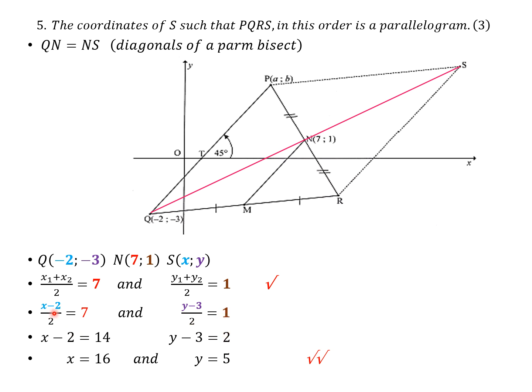So that leaves me with x minus 2 equal 14. If I take 2 over, 14 plus 2 gives me 16. Then 2 times 1 is 2, which leaves me with y minus 3 equal 2. And if I take negative 3 over, 2 plus 3 gives me 5. So 1 mark for understanding that the midpoint must be 7 and 1, and 2 marks for the correct answer.